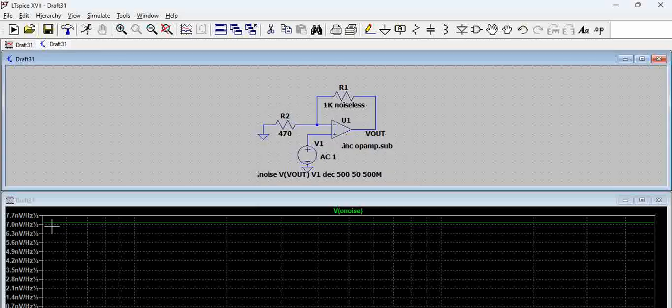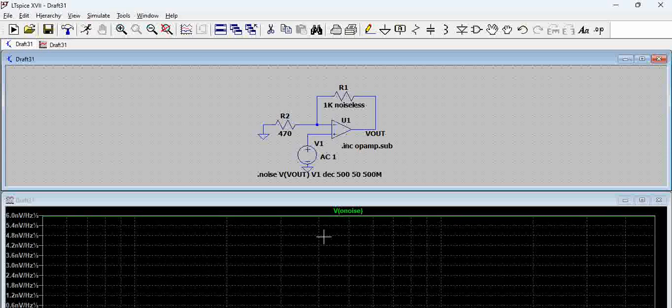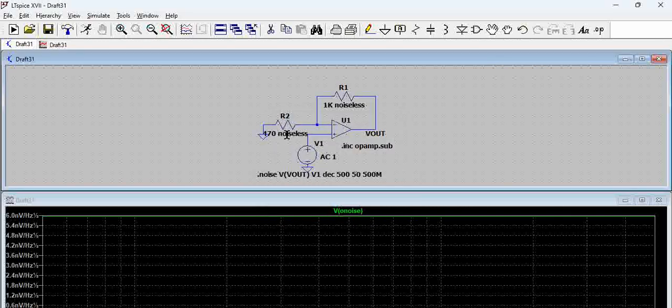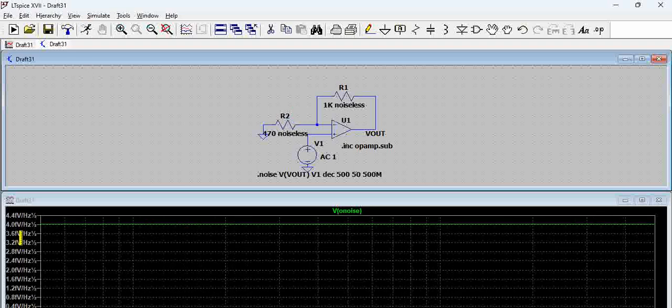Previously it was 7 nanovolts per square root of hertz, right? Now if you run this, you can see the noise got reduced. Now it is 6 nanovolts per square root of hertz. As the noise from the resistor is not included, you can see the value got reduced. Now as an example, let us add a noiseless resistor R2 as well. Now when you simulate, you can see it has gone down to 4 femtovolts per square root of hertz.